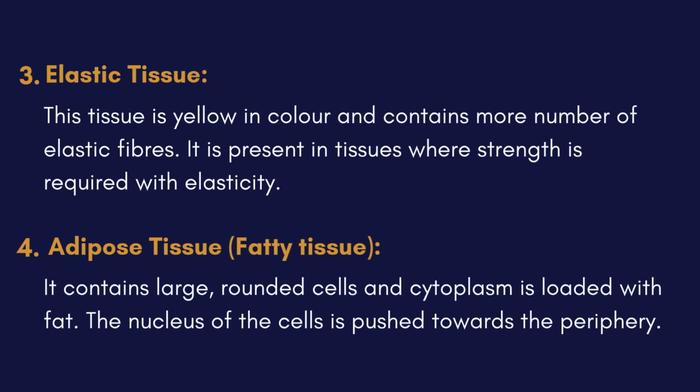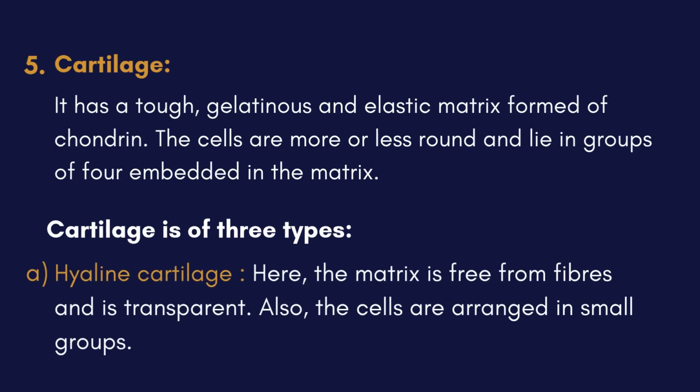Elastic tissue. This tissue is yellow in color and contains more elastic fibers. It is present in tissues where strength is required with elasticity. Adipose tissue. It contains large, rounded cells and the cytoplasm is loaded with fat. The nucleus of the cells is pushed towards the periphery. Cartilage. It has a tough, gelatinous, and elastic matrix formed of chondrin. The cells are more or less round and lie in groups of 4 embedded in the matrix.